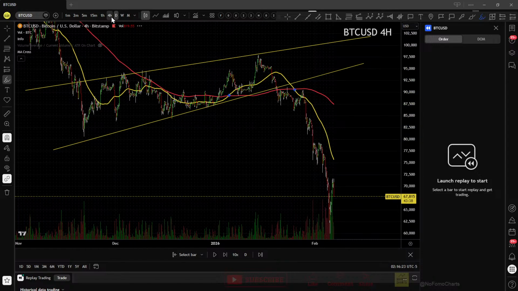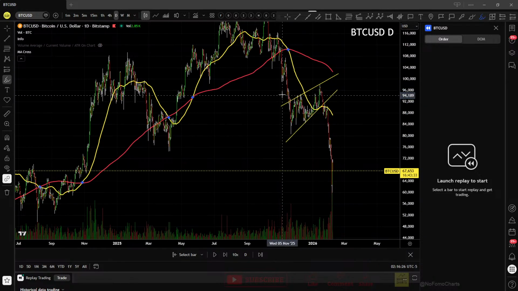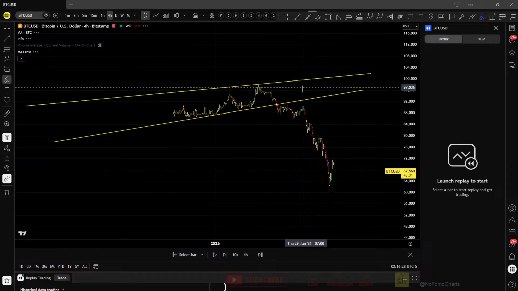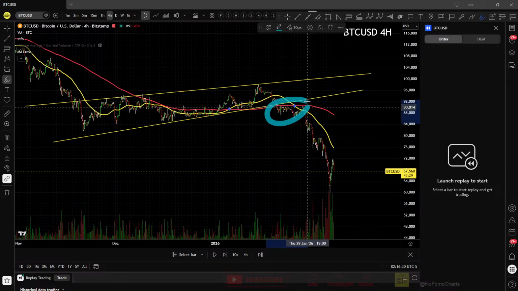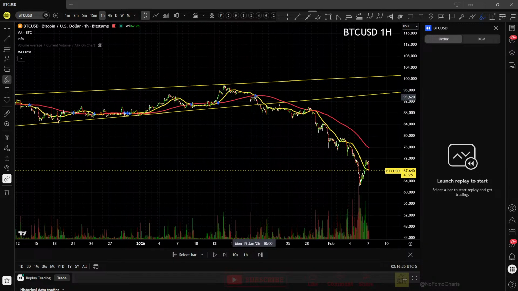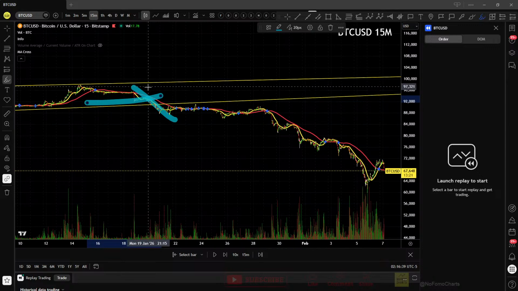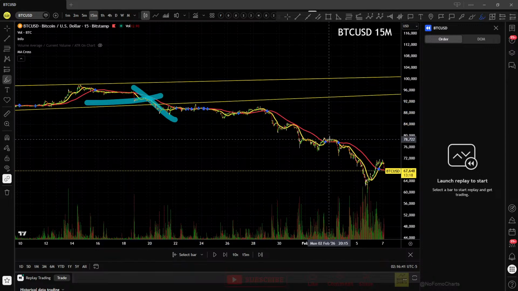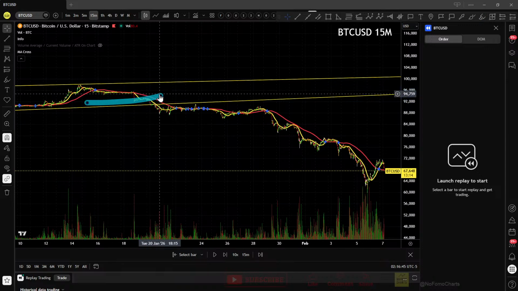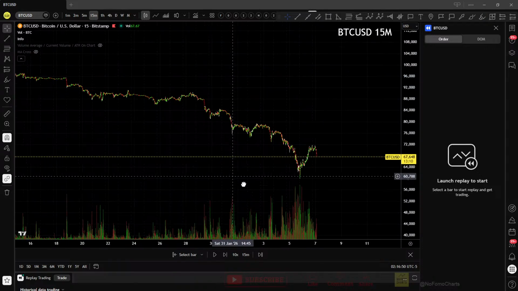So on a daily chart, remember, we were death crossed all the way starting from November 2025. Bad sign. 4-hour, death cross again. 1 hour, death cross again on January 19, 2026. 15 minutes, we're still death crossed. Multiple death crosses again. So then once we did all that forecasting and we know, okay, we're in the downtrend.